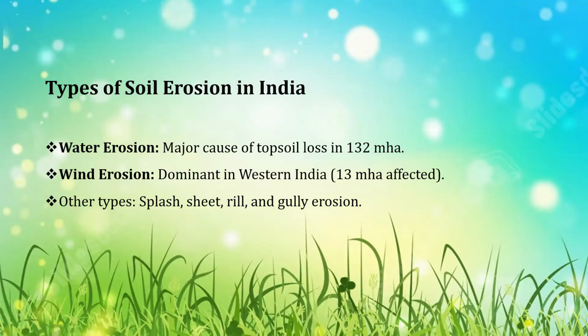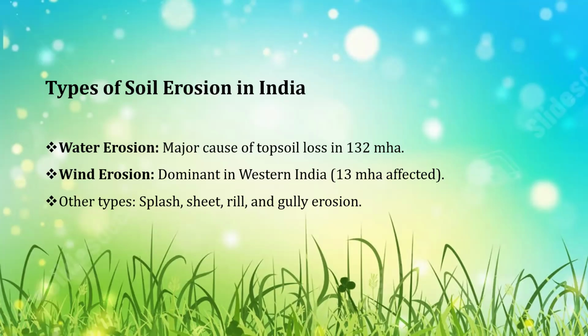And the next slide is types of soil erosion in India. This slide provides a snapshot of the major types of soil erosion currently impacting the landscape of India. It categorizes them primarily by their physical cause, such as water versus wind, and mentions the specific subtypes of water erosion. The major drivers of erosion, the first one is water erosion, and it is the leading cause of topsoil loss across the country.